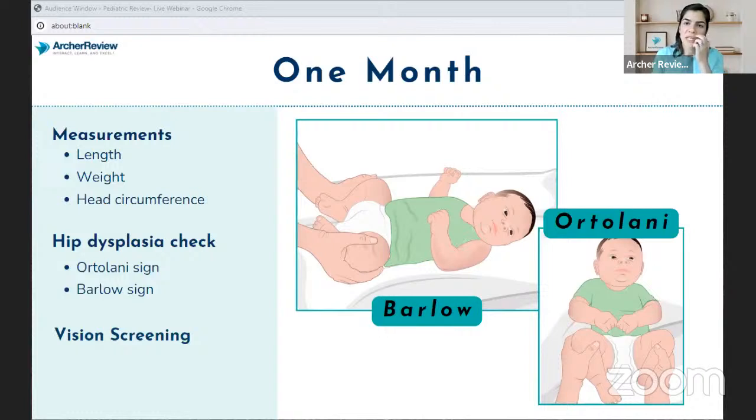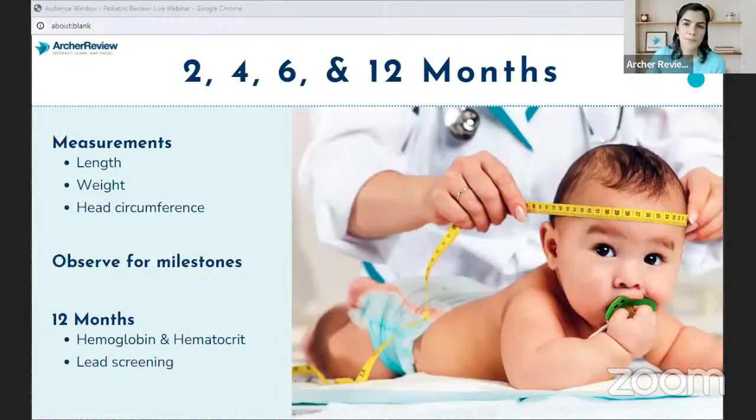And so the vision screen is starting here, but it's going to check for any abnormalities by just looking at baby's response to the bright light in their eyes. So we're starting early to catch it early, right? That's the most important takeaway here. So again, at the 2, 4, 6 month, 12-month screening, you're going to be doing length, weight, head circumference, plotting it, checking those milestones, making sure they're growing along their growth curve, hitting those milestones appropriately.